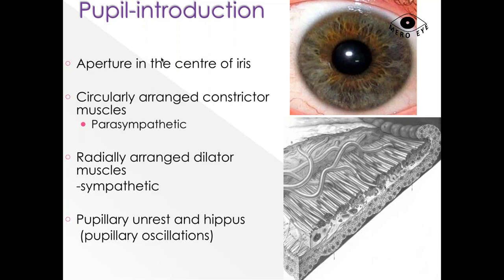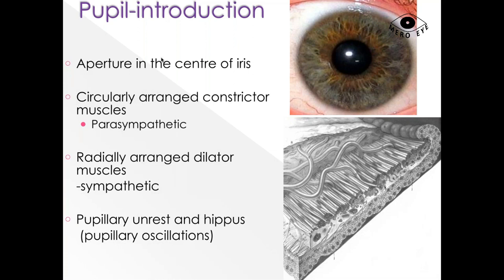As we know, when the room light or illumination is dim, like in scotopic conditions, we need a lot of light to enter the eye so that we can get a better contrast and a better focus of the objects in space. So at that time, during dim illumination, our pupil enlarges.